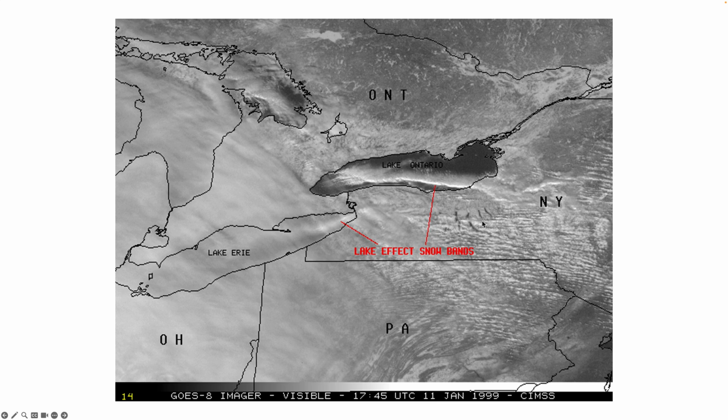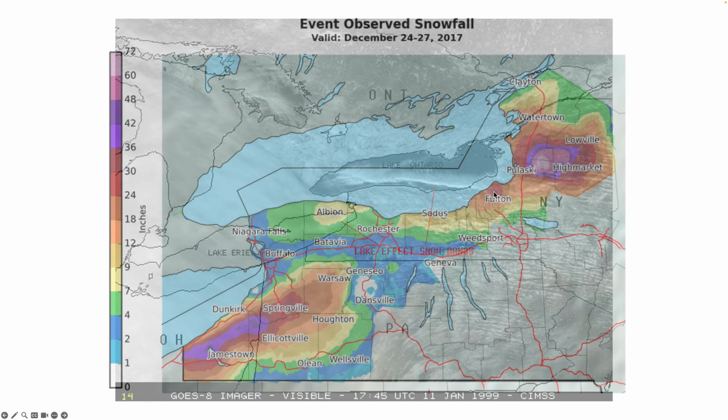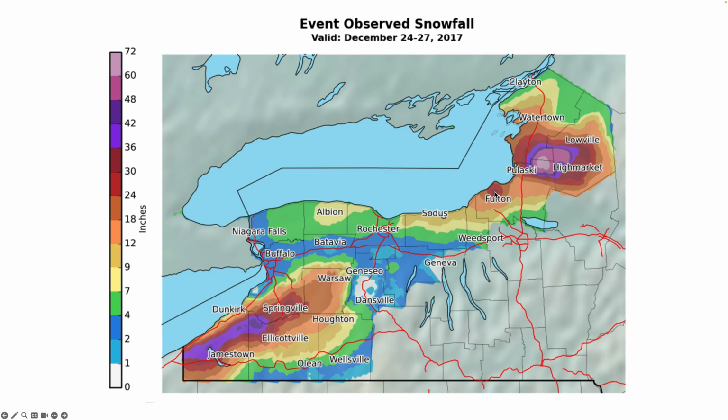So just away from the band, the skies are clear, and the Adirondacks right here, clear as well. So here is our single band event. Now, you can get tremendous snowfall from these single band events. And so this is probably the last really huge event that has occurred east of Lake Ontario.